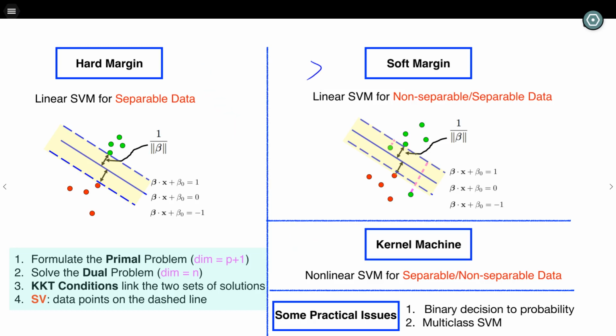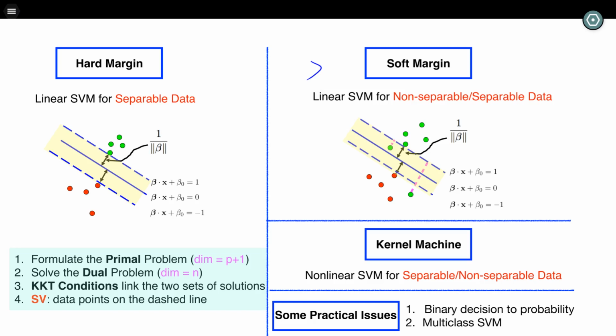And there are some practical issues. One is that in SVM, we are directly looking for the decision boundary. Once we find our solid blue line, we make our decision. On this side, you get 1, the other side, you get -1. But there's no probability, right? So how do we go from a binary decision boundary to probability?